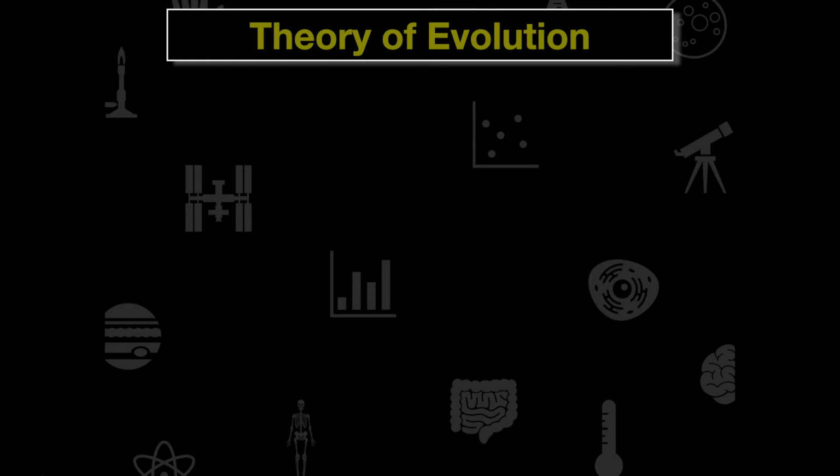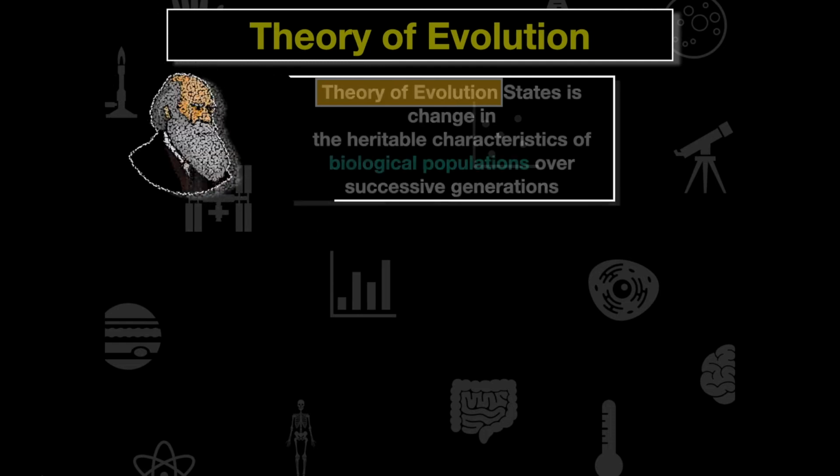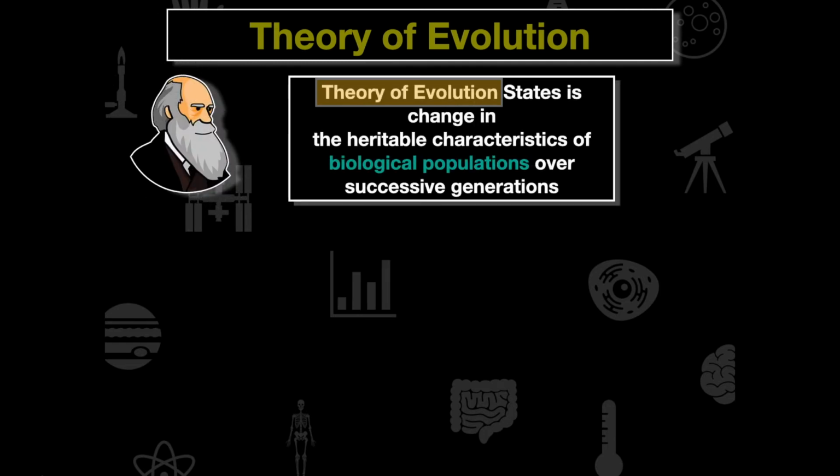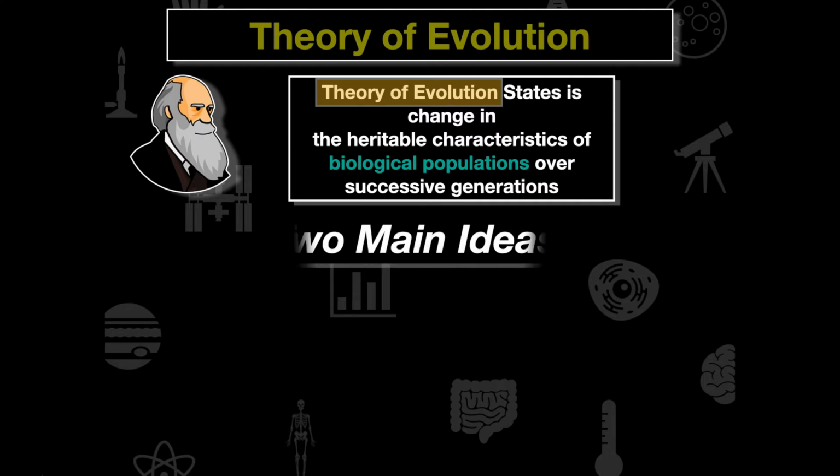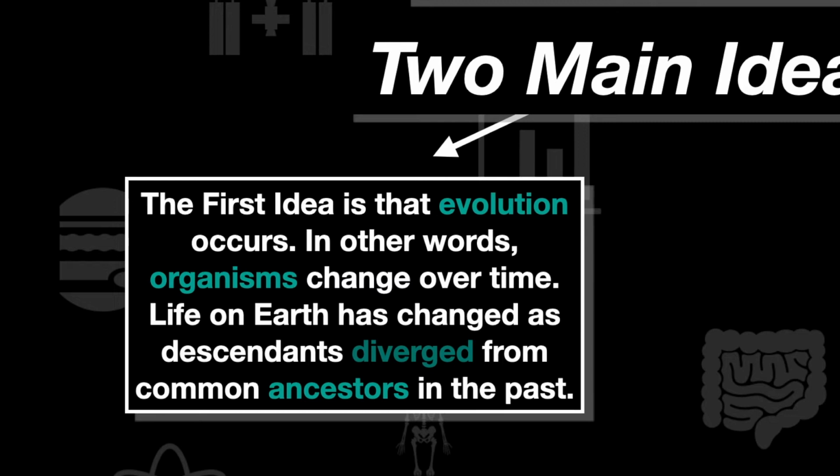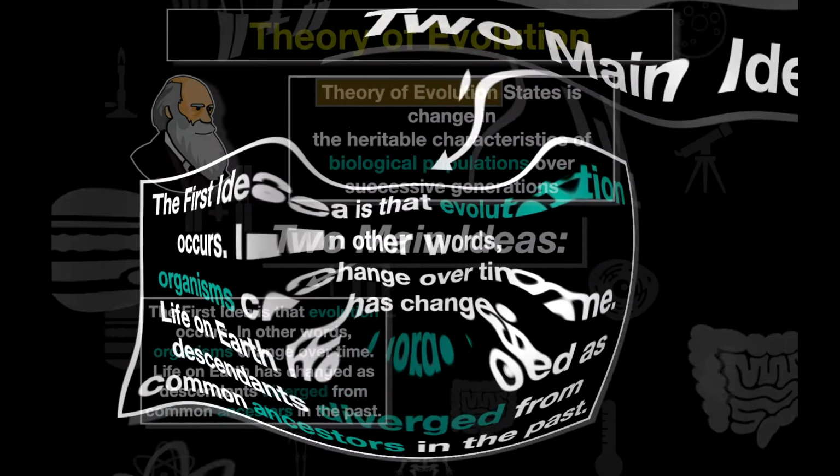So let's really delve into the nitty-gritty of what evolution is. Evolution states that there is a change in heritable characteristics of biological populations over successive generations. So if we look at this, it consists of two main ideas. The first main idea is that evolution occurs. In other words, organisms change over time, and life on Earth has changed as descendants have diverged from their common ancestors.